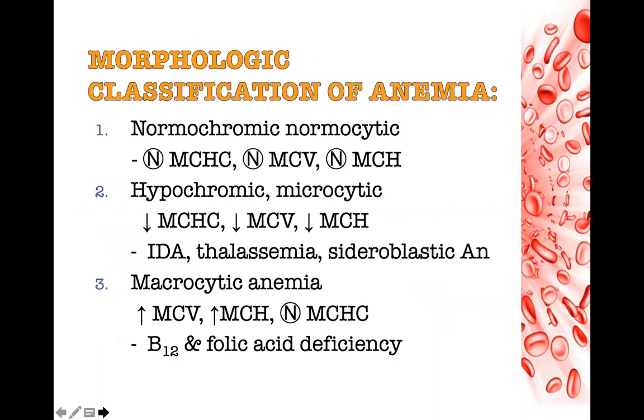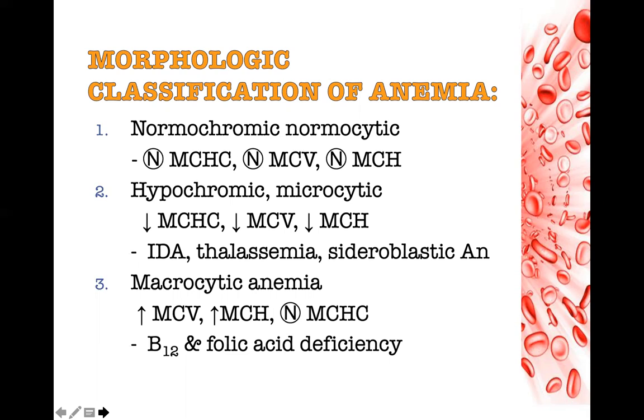Anemia can be classified based on morphology. If the indices are within normal limits, we call that normocytic, normochromic. If the indices are lower than normal, we call that hypochromic microcytic, and this is common in the following diseases: iron deficiency anemia, thalassemia, and sideroblastic anemia. There is a mnemonic for you to remember hypochromic microcytic anemia. It goes by the mnemonic TICS: thalassemia, iron deficiency, chronic disease, and sideroblastic anemia.